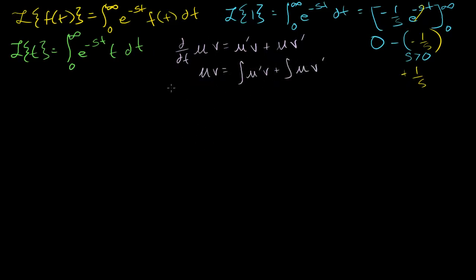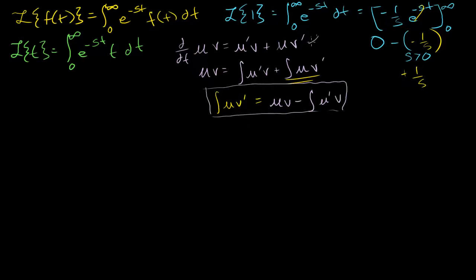Now, since we want to apply this to an integral, maybe let's make this what we want to solve for. So we can get the integral of u v prime is equal to, we can just subtract this from that side of the equation. I'm just swapping the sides, solving for this. And to solve for this, I just subtract this from that. So it's equal to u v minus the integral of u prime v. So there you go. Even though I have trouble memorizing this formula, it's not too hard to rederive as long as you remember the product rule right there.